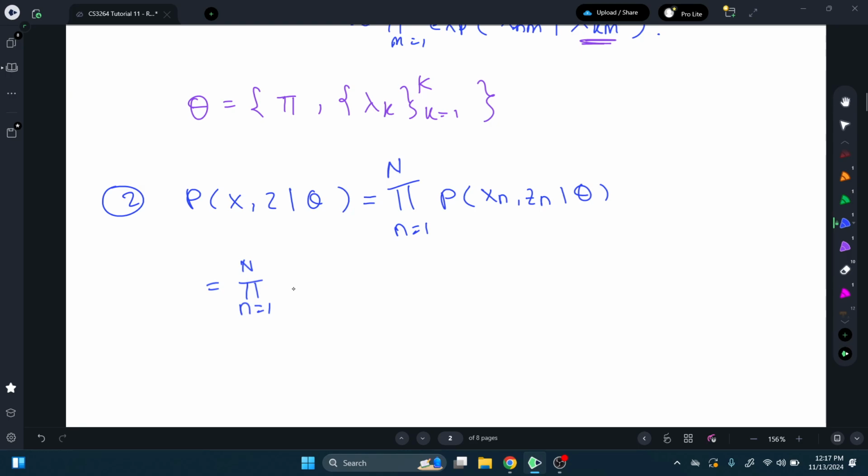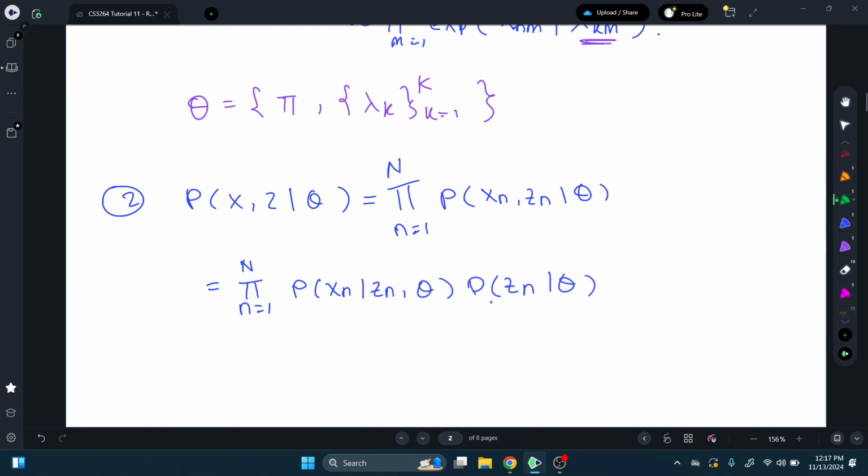So then I can split this further into saying this will be P of xn given zn and theta, multiplied with P of zn given theta. Okay, so this part is essentially where I split this joint distribution down into its own conditional probabilities. Okay, any questions so far?